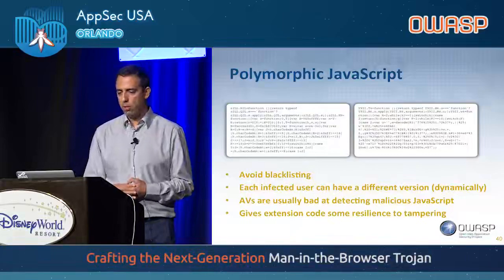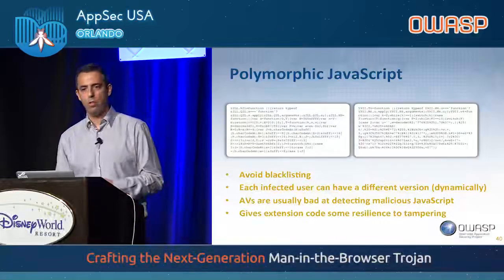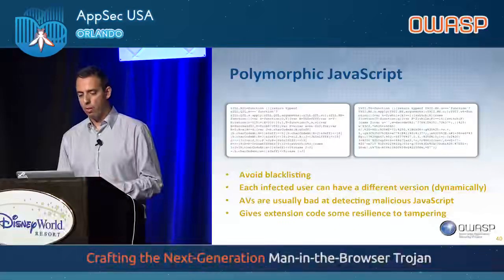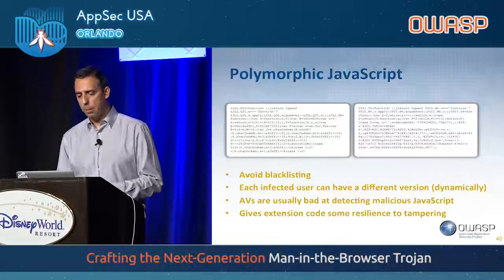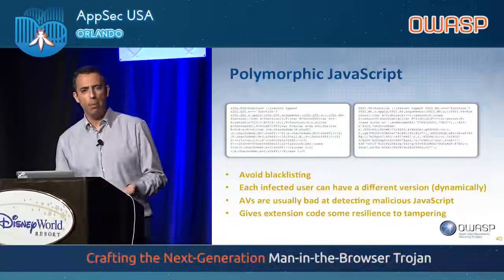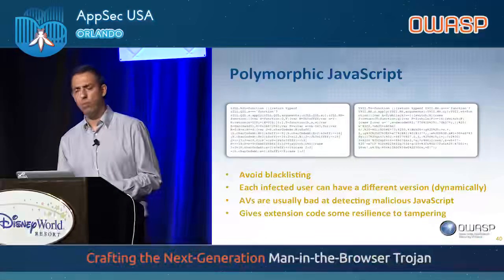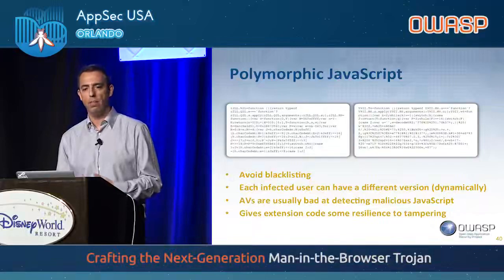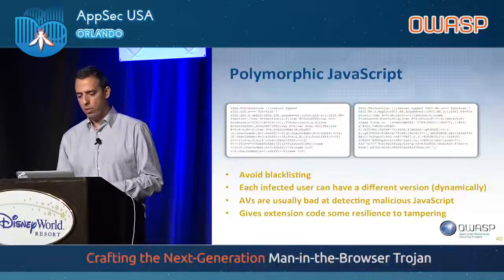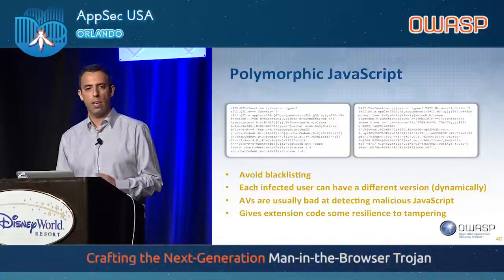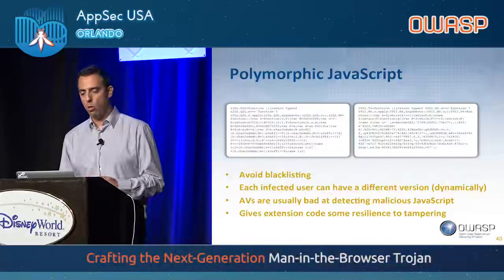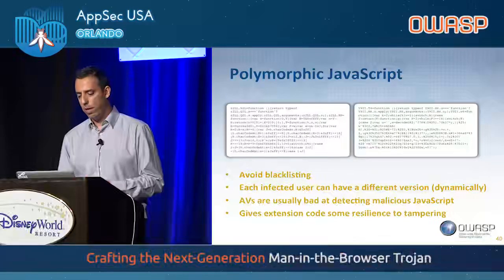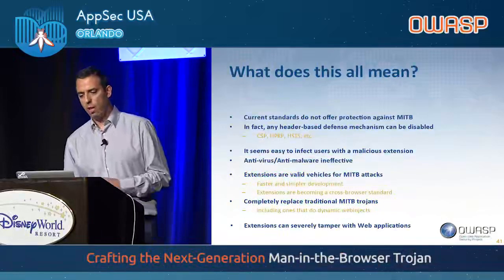Polymorphic JavaScript was used to avoid blacklisting. You can see two samples of protected JavaScript. Potentially, each user can have their own version, and this can be served dynamically. Antiviruses are really bad at detecting malicious JavaScript, so if you do this, there's no way they can be effective against all threats. Using polymorphism also gives the extension more resilience against tampering. If other JavaScript is trying to detect the extension code or what it does to the web page, it will be harder.